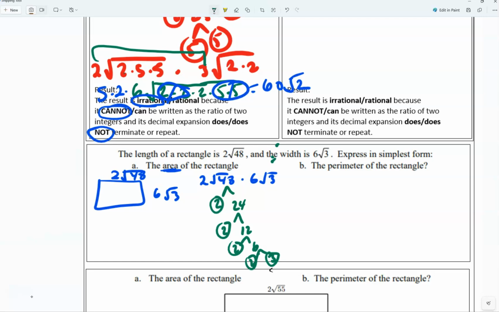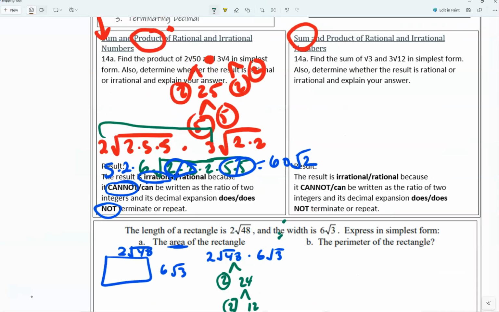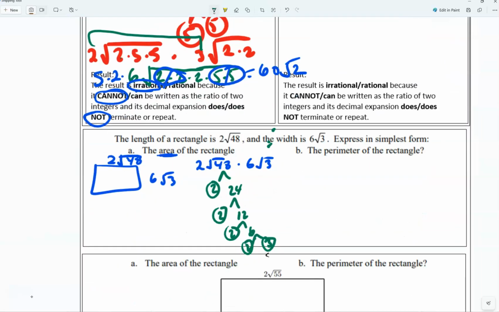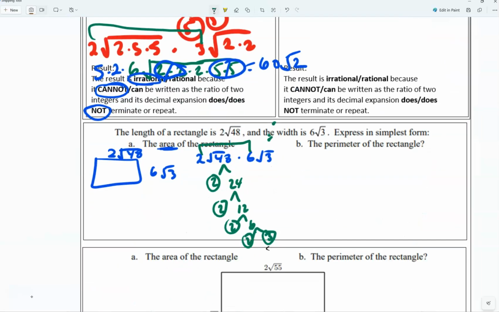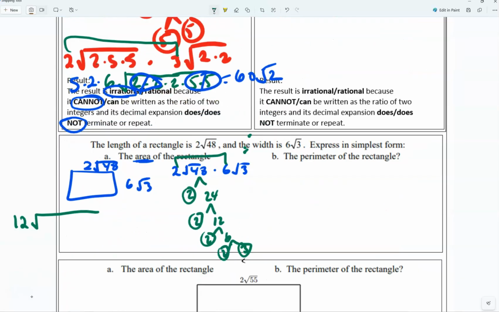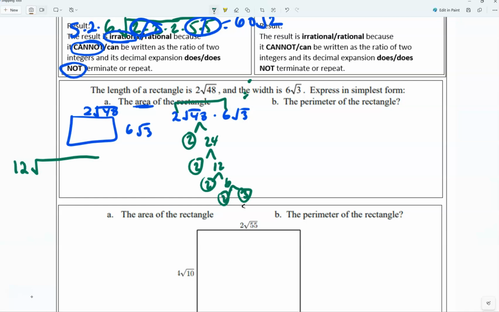So again, remember to multiply. We're going to multiply the coefficients. Okay, so what does that mean? The coefficients are 2 times 6, which is 12. So I'm going to write 12. All right, and then we're going to multiply the variables together. And in this case, our variables are the radicals. So it's radical, everything under 48 times this 3. In order, 1, 2, 3, 4, 4 twos. All right, there's a 3 and then another 3 right here.